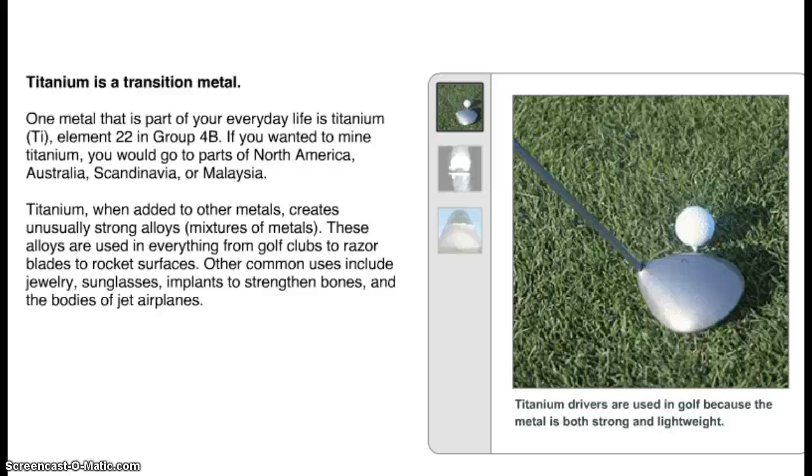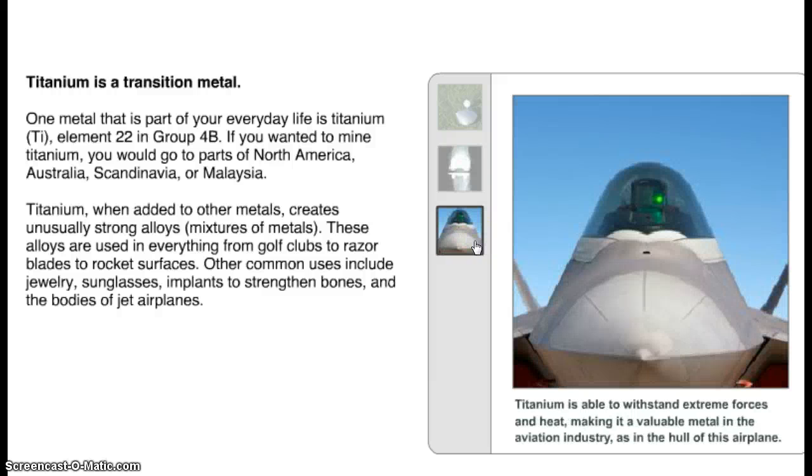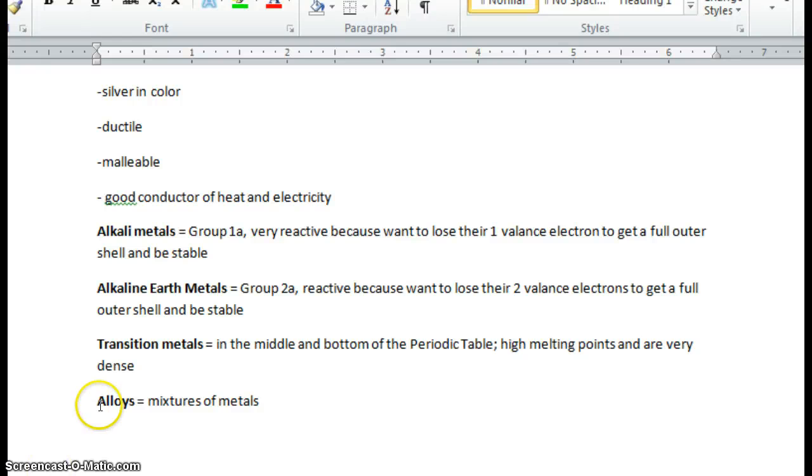Titanium drivers are used in golf because the metal is both strong and lightweight. Implanted into bone, titanium serves to connect and strengthen bones and joints. Titanium is able to withstand extreme forces and heat, making it a valuable metal in the aviation industry as the hull of this airplane. And I added that alloys are mixtures of metals.